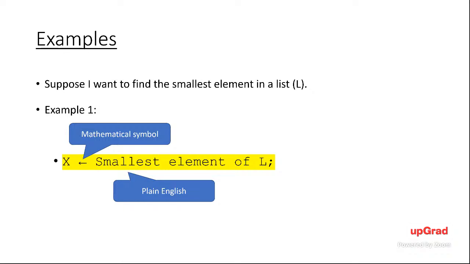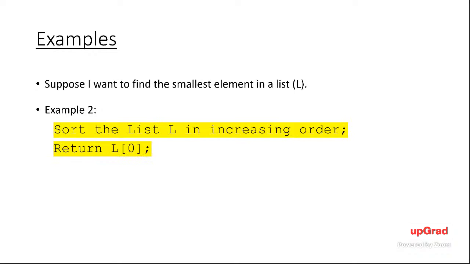How about going a bit further and providing extra details, finding the smallest element in the list with another example. Okay, so we've got another way to find the smallest element in the list. We could sort the list L in increasing order, then return L of index 0, which is the first element. That would be the smallest element in that list because we have sorted the list in increasing order. So these are two examples of pseudocode.